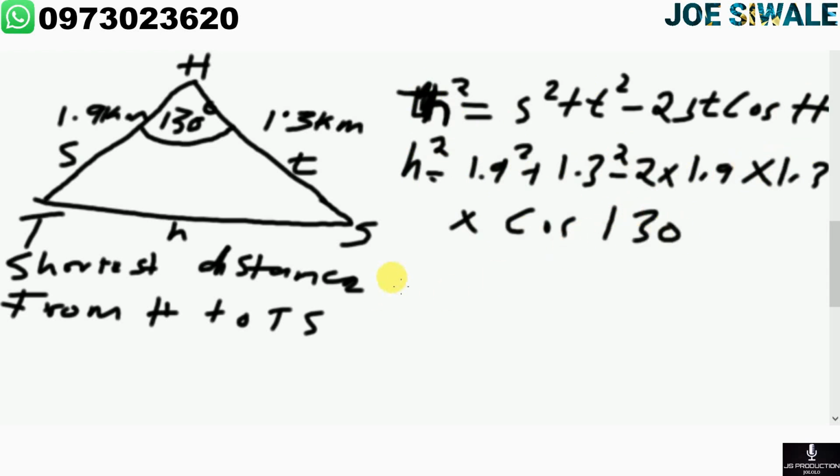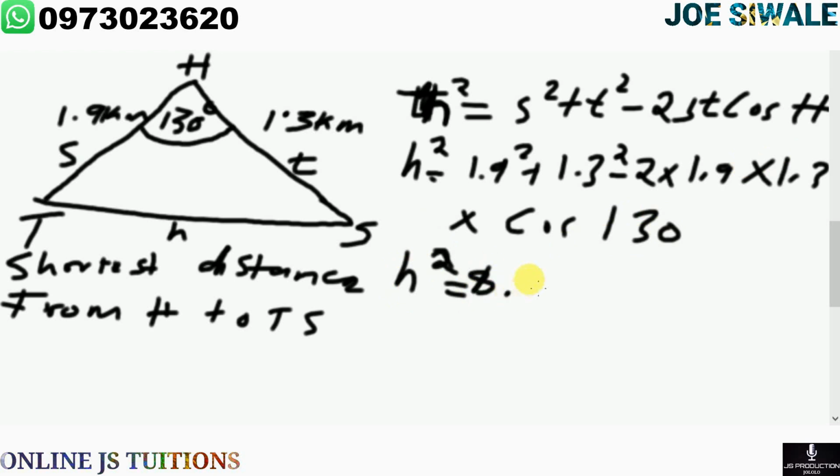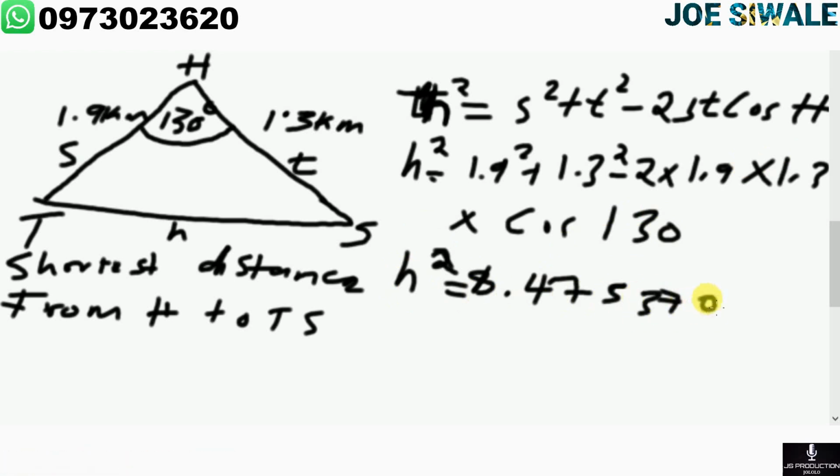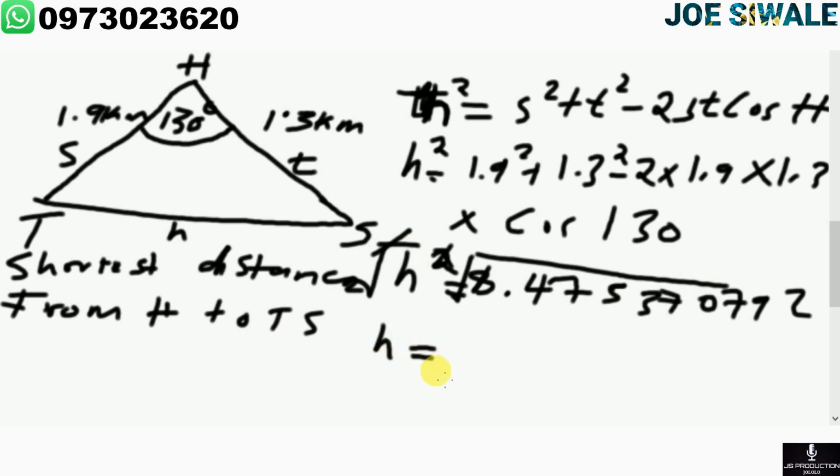So h squared is equal to 8.475370792 when you punch that on the calculator. To calculate the value of small letter h, the squared and the square root cancel out, and the square root of 8.475370792 is 2.92. So that's 2.92 kilometers if I round off to 2 decimal places.